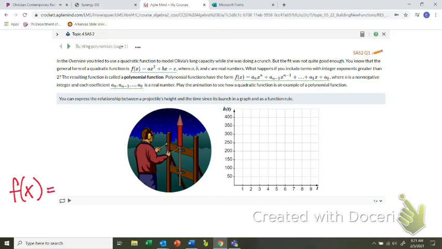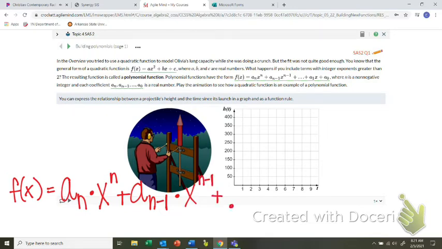f of x, which means y equals a n times x to the n plus a n minus 1 times x to the n minus 1 plus dot dot dot a 1 times x plus a 0.